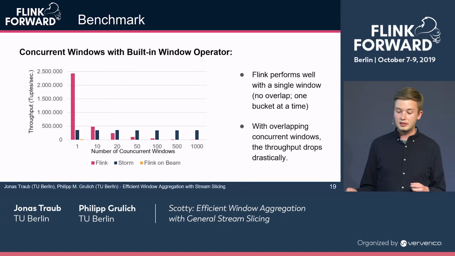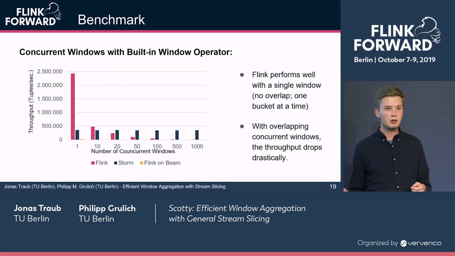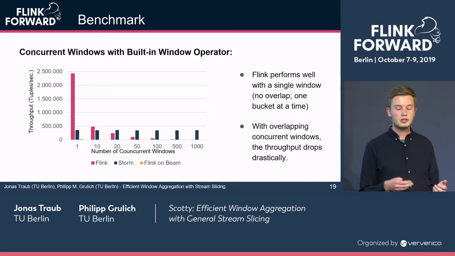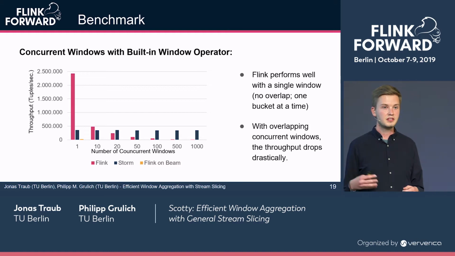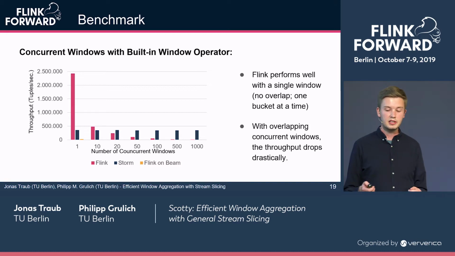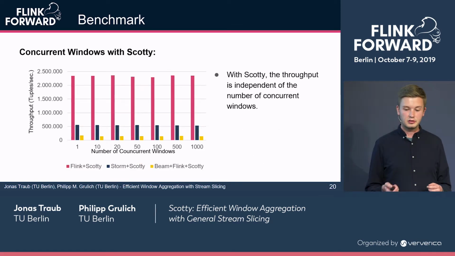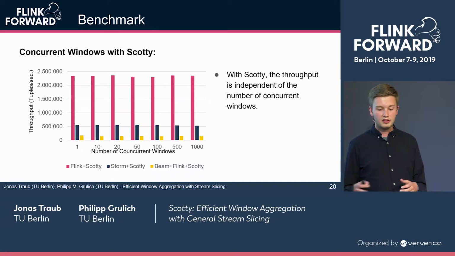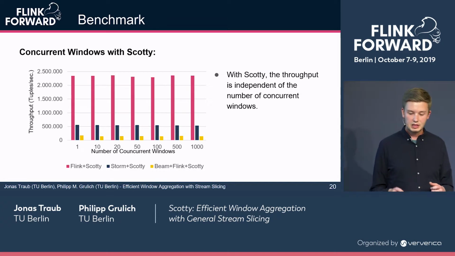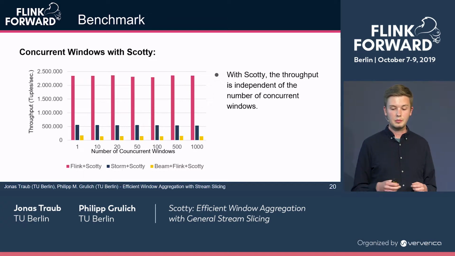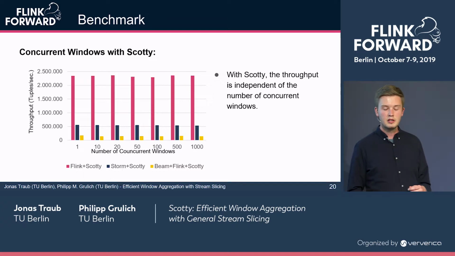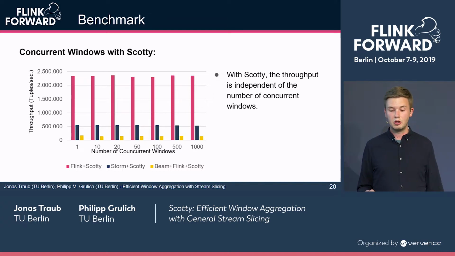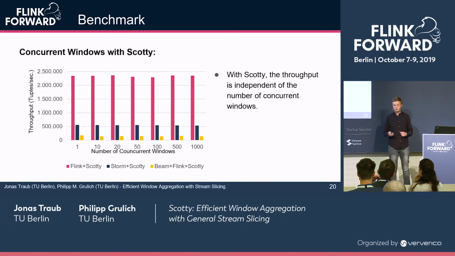What is interesting to see is that for Storm, the performance always stays constant because Storm is using a different windowing technique, which always keeps all tuples in memory, such that it can process sliding windows a bit more efficiently. However, what changes when we introduce Scotty is that for all systems, the performance is independent of the number of concurrent windows. And even for Storm, the performance increased because Scotty is a more efficient window operator than the native Storm implementation.